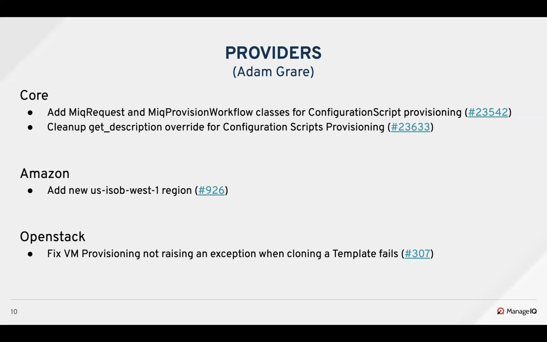Amazon, we added a new region, the US ISOB West 1 region, so you'll be able to add resources in that region going forward. OpenStack Provider, we fixed a long-standing bug with newer versions of OpenStack where the metric for CPU utilization was dropped. There's an aggregate method that would give you the utilization in percent. They dropped all of those aggregate methods, and so you're left with the CPU counter in nanoseconds, and so we switched to using that, calculate the percentage off of that, and so you should be able to get CPU metrics for VMs and OpenStack on newer versions again.